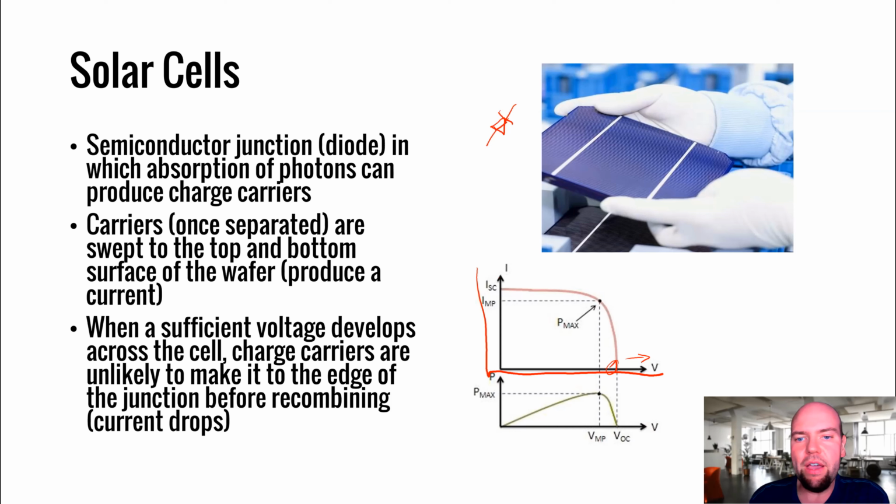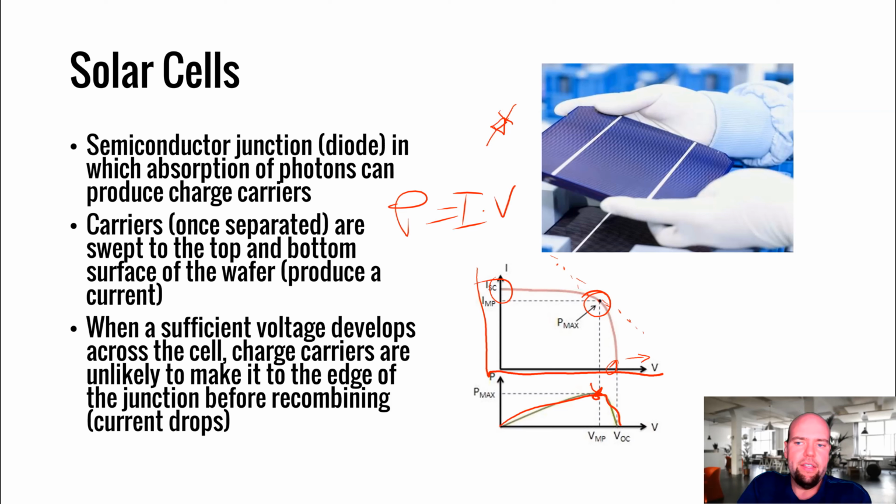The flip side is if you have no voltage across this diode junction, there's a very high probability of the electron hole pair making it to the outside of the junction. The problem is that if you have a current and no voltage, you have no power, because power is equal to I times V. So instead, there's a point in this curve of maximum power, where the slope is about -1. There's a point that has optimum power. If you look at your power curve, there's this peak power point here. That is called the peak power point.